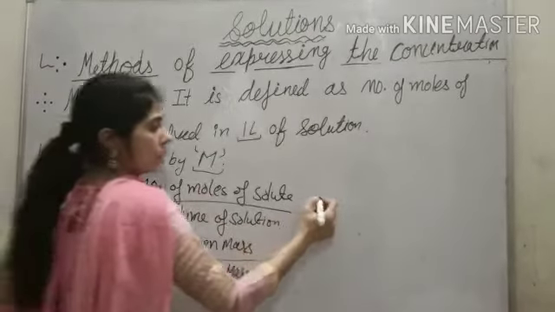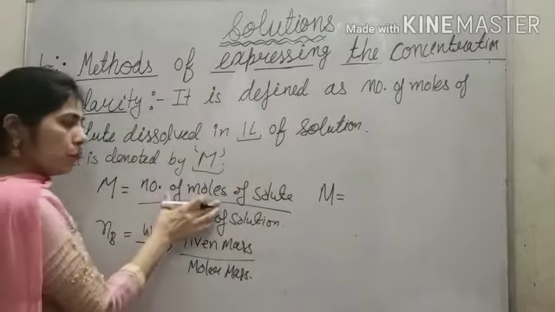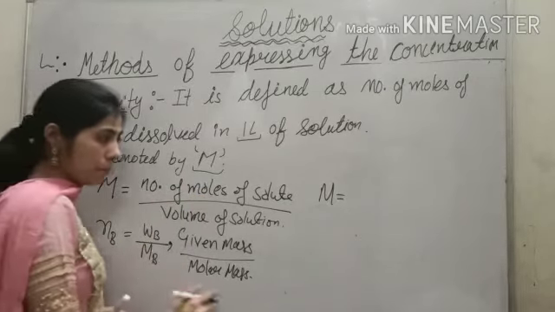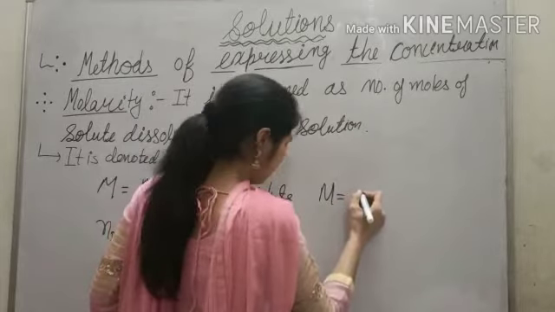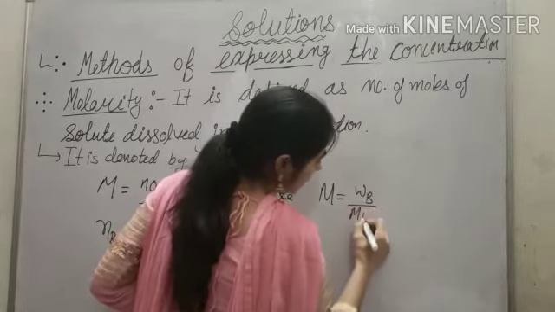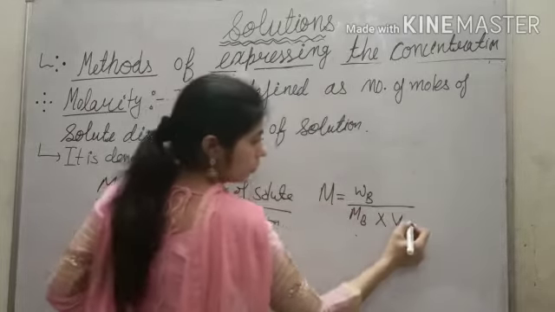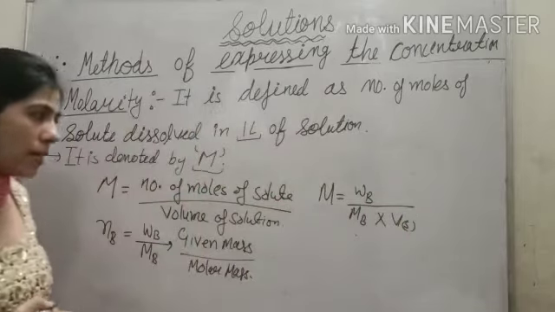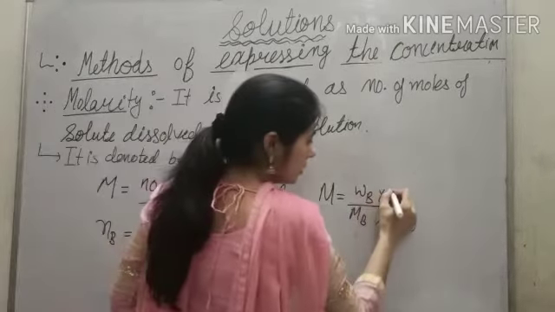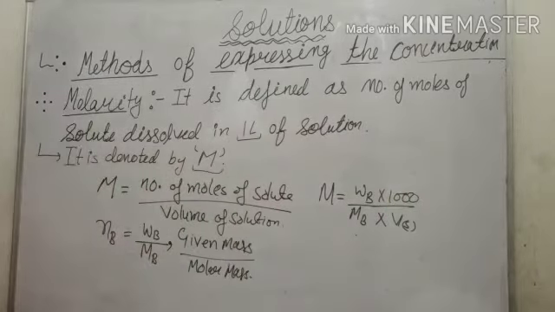Now capital M is equal to number of moles, and the number of moles is equal to WB by MB. So put the value here: WB by MB divided by volume of the solution. As the volume of the solution is for 1 liter of the solution, multiply by 1000, which converts the volume into liters.